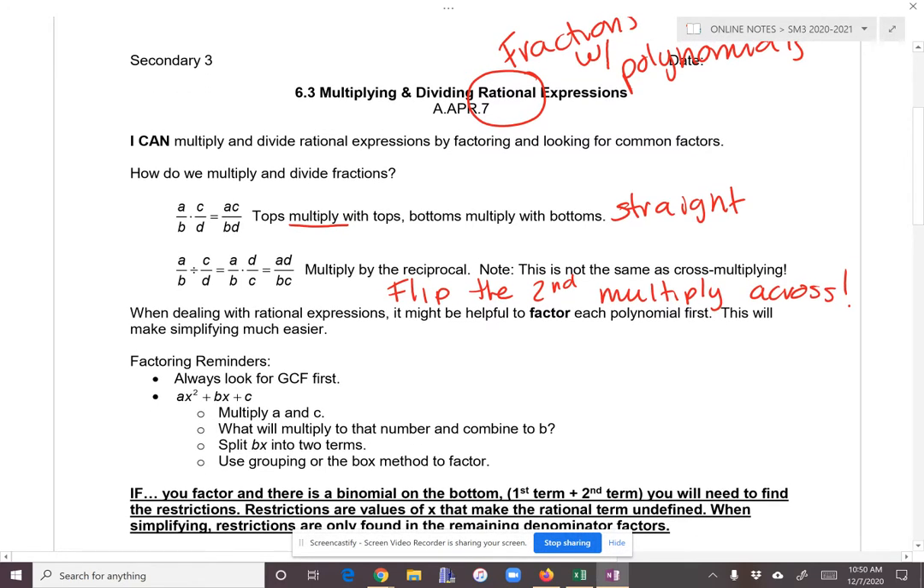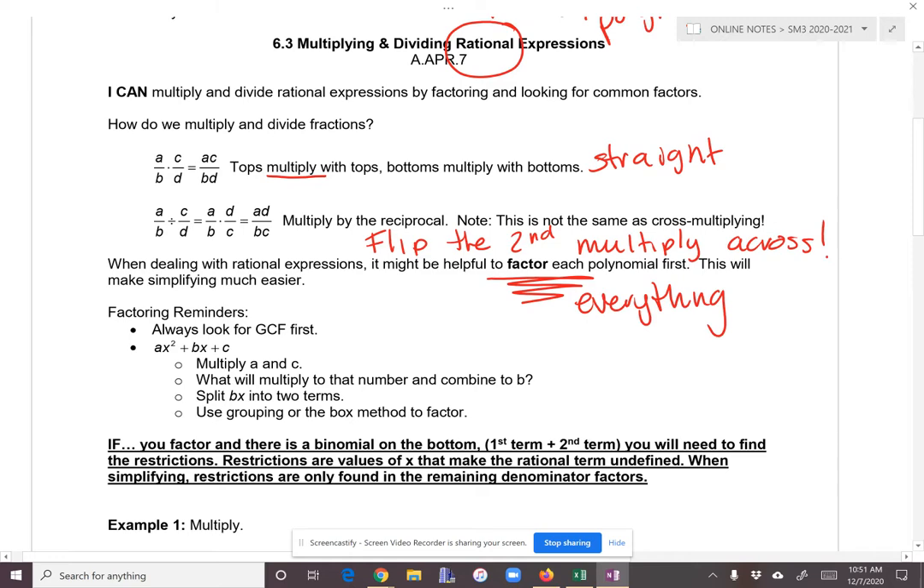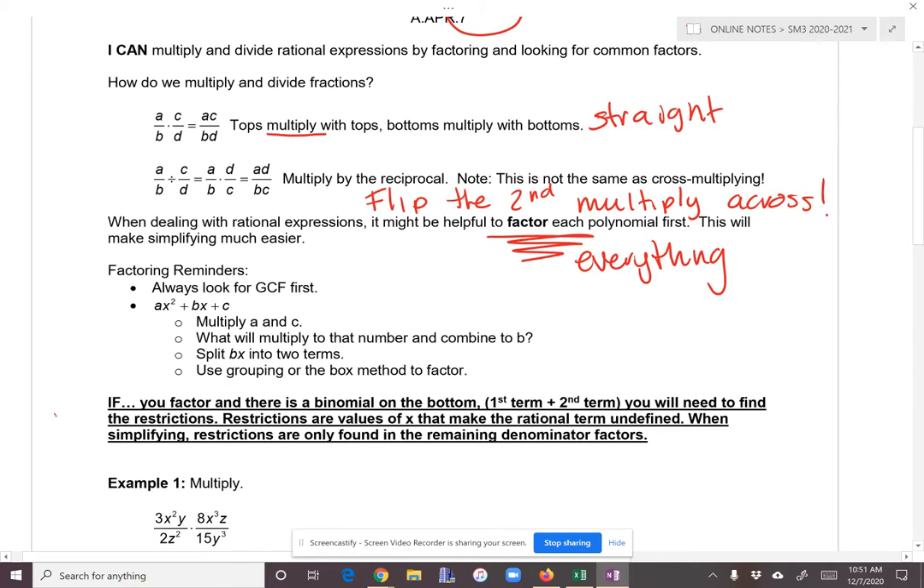A couple of things. When dealing with rational expressions, you need to factor everything. Okay, you've got to factor everything because we're going to simplify our fractions and we can only simplify factors. We just spent 2 days practicing factoring, so we should be good. But here's the one thing we need to check on.